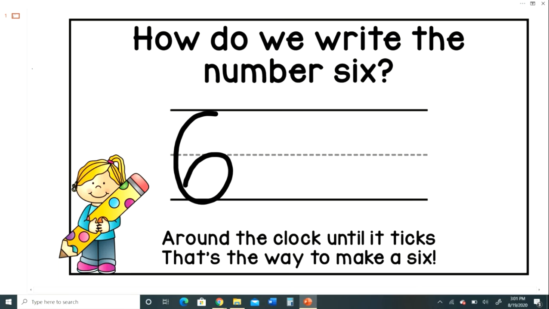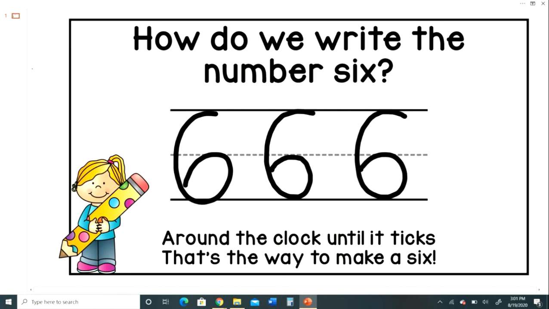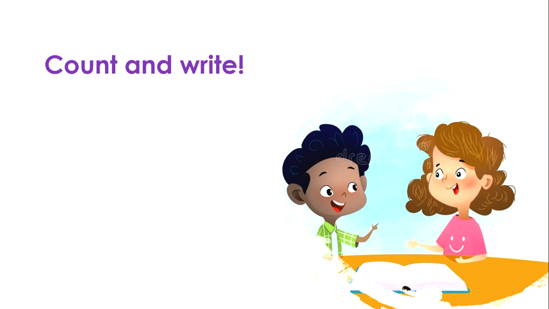Let's try it again. Around the clock until it ticks. That's the way to make a 6. Let's see if you can say it this time. So you say it with her this time. Nice job. Great job. So I would like for you to practice writing the number 6.